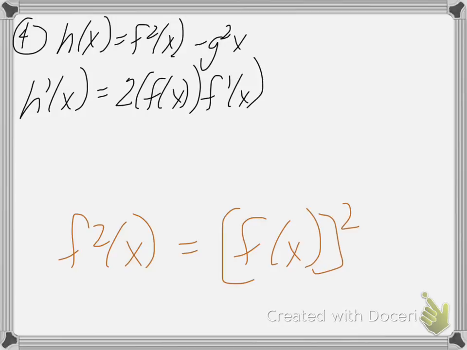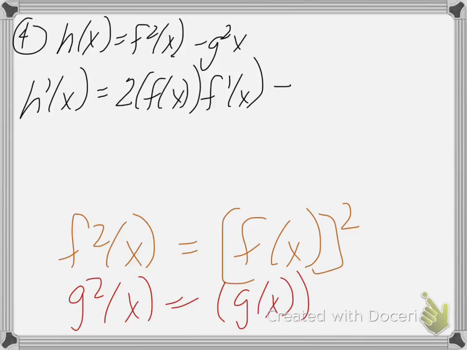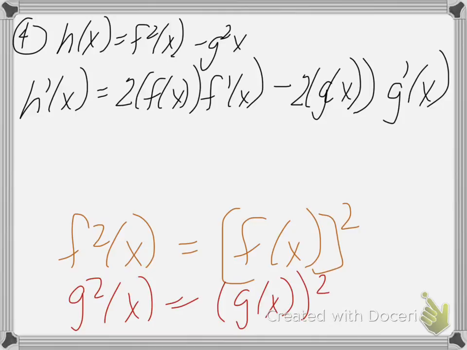Okay, that's that. Minus, and now I'm going to do the same thing for that g squared x. I'm going to write it as g of x all squared. Okay, so I'm going to bring down the 2, keep the inside. 2 minus 1 is 1, and then I need the derivative of the inside.